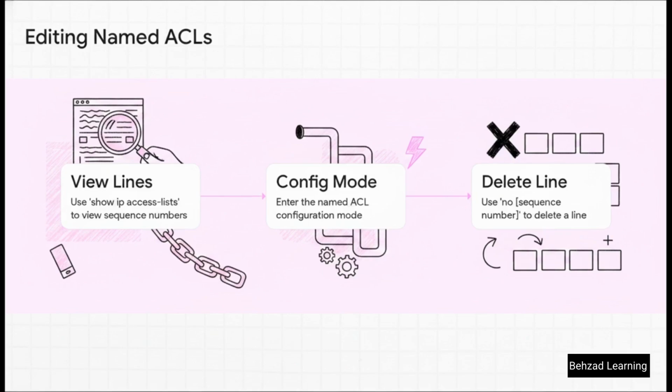It was awful. But modern Cisco IOS handles things so much better using named ACLs and sequence numbers. You just type show ip access-lists to view your rules, and you'll see they're numbered by default, usually 10, 20, 30, and so on.